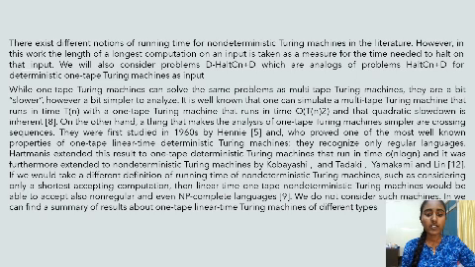If we would take a different definition of running time of non-deterministic Turing machines, such as considering only shortest accepting computations, then linear time one-tape non-deterministic Turing machines would be able to accept also non-regular and even NP-complete languages. We do not consider such machines. Here we can find a summary of results about one-tape linear time Turing machines of different types.